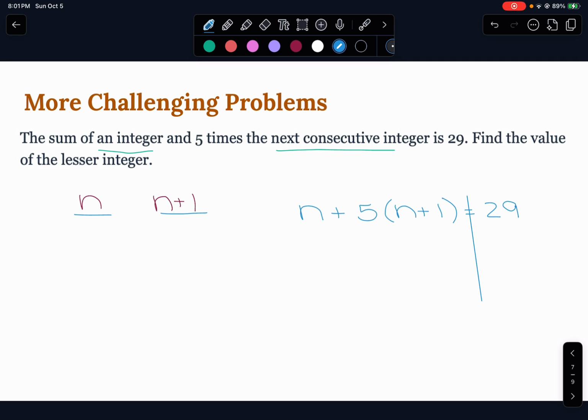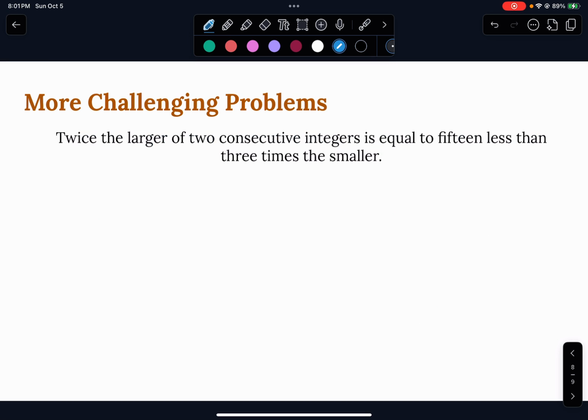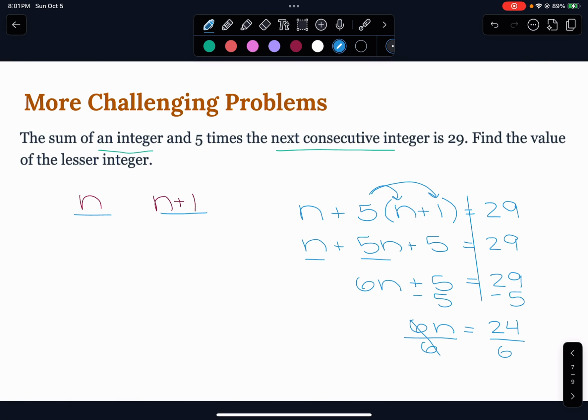Well, now I have to go solve. So I'd have to distribute that 5 first. So I get n plus 5n plus 5 equals 29. Combine my like terms to get 6n plus 5 equals 29. Subtract 5 on both sides to get 6n equals 24. Last step will be to divide by 6. Oops, sorry guys. And then n will equal 4.